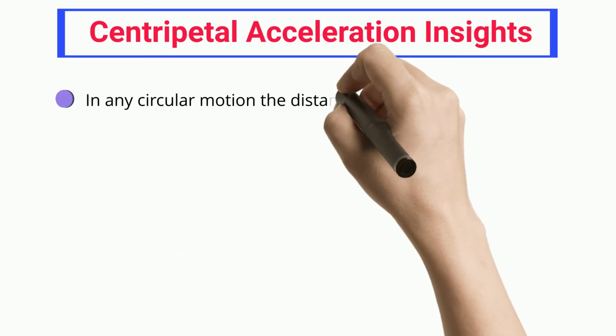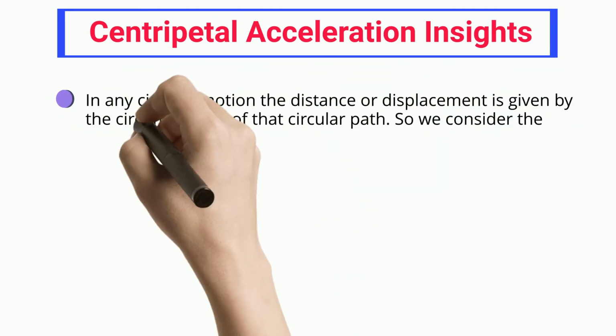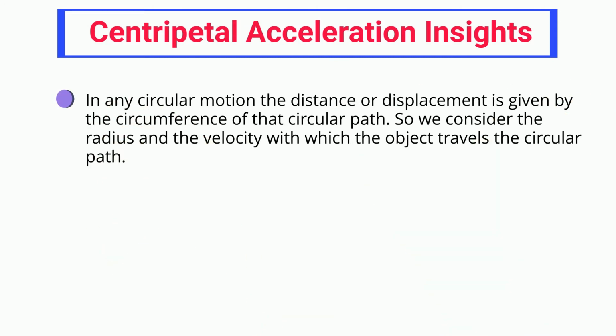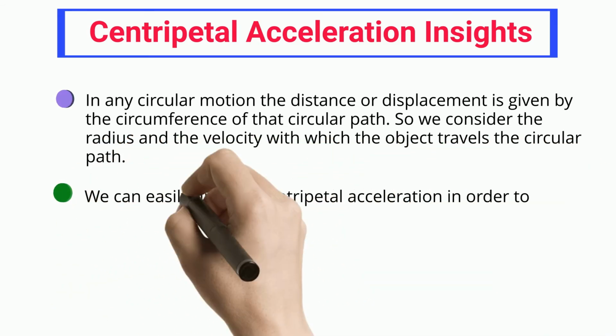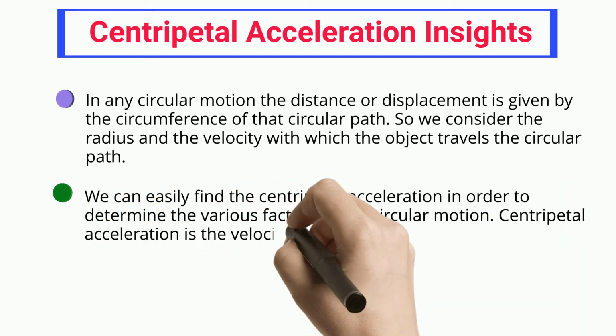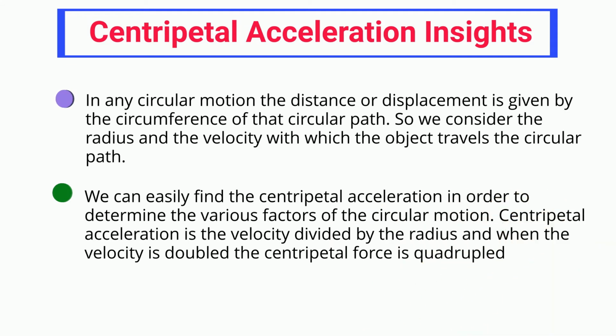In any circular motion, the distance is given by the circumference of that circular path. So we consider the radius and the velocity with which the object travels the circular path. We can easily find the centripetal acceleration in order to determine the various factors of the circular motion. Centripetal acceleration is the velocity squared divided by the radius, and when the velocity is doubled, the centripetal force is quadrupled.